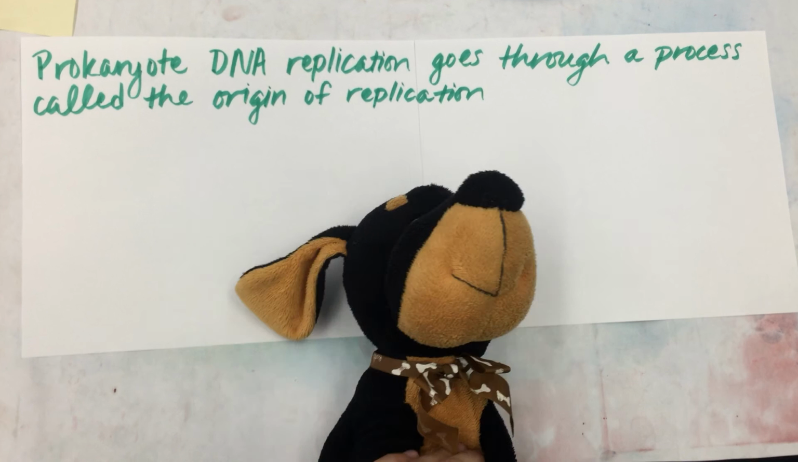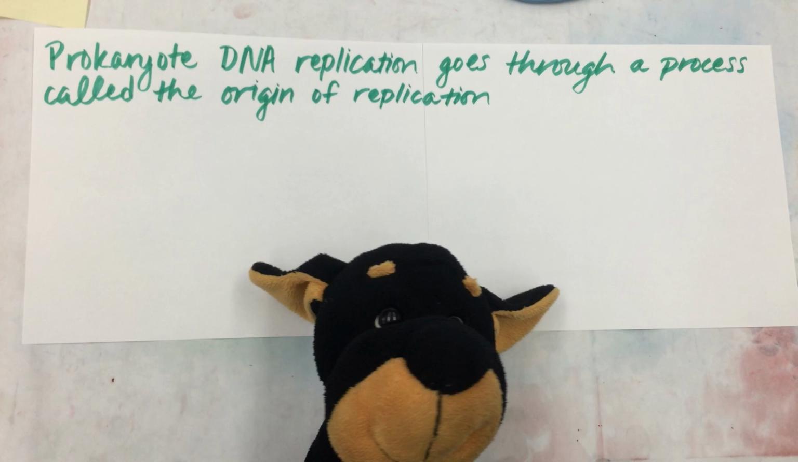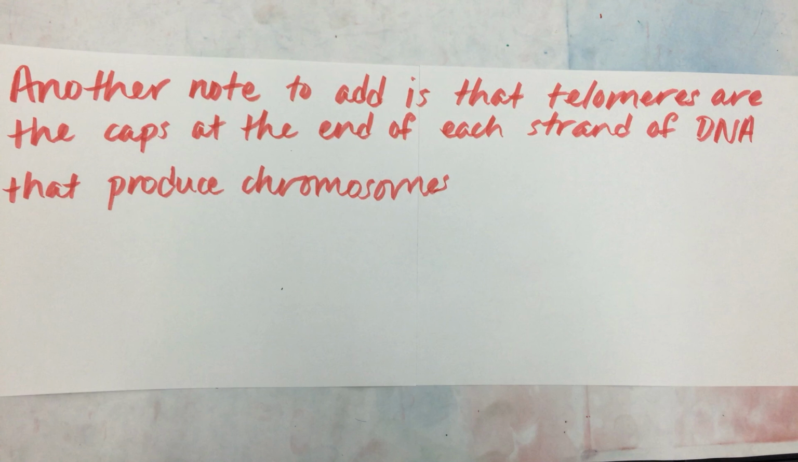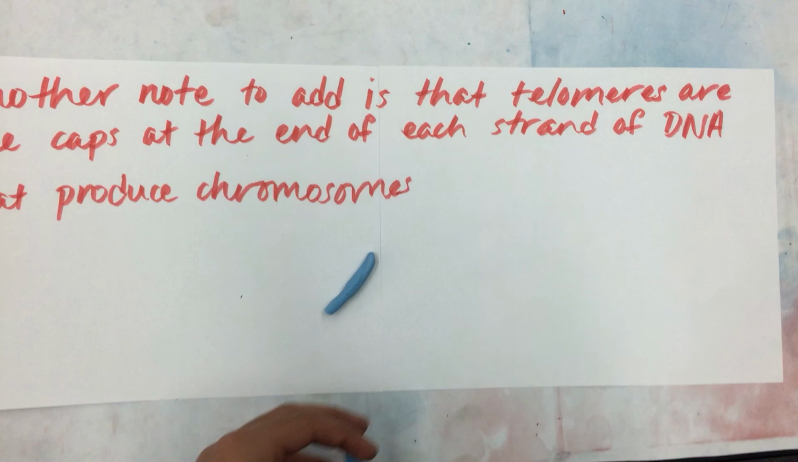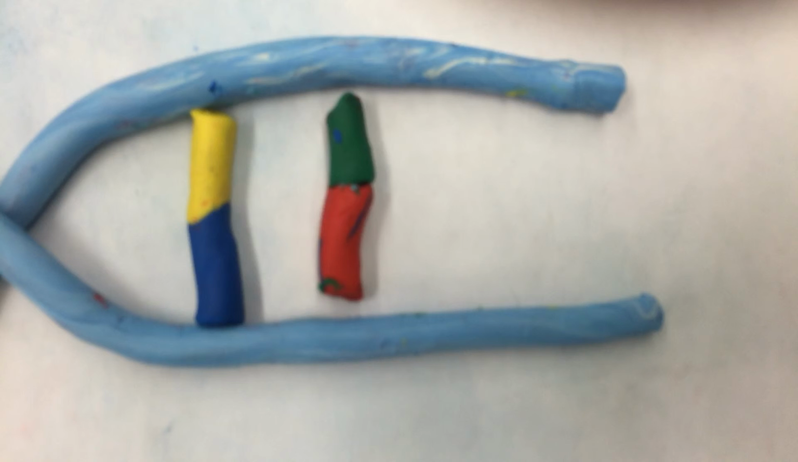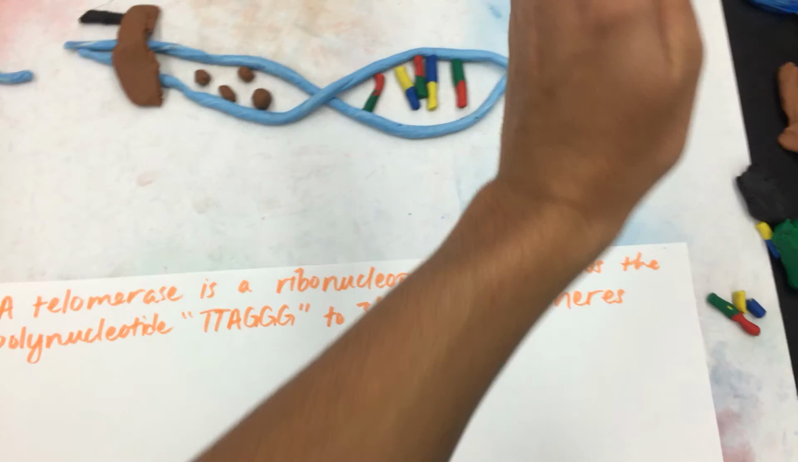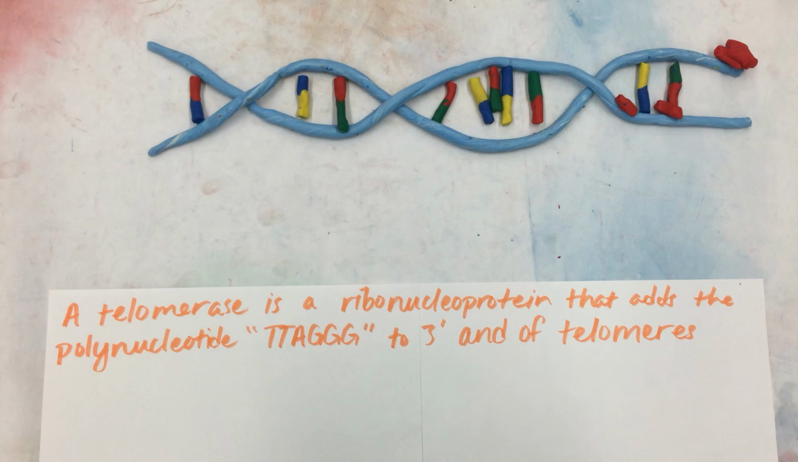Prokaryote DNA replication goes through a process called the origin of replication. Another note to add is that telomeres are the caps at the end of each strand of DNA that produce chromosomes. Telomerase is a ribonucleoprotein that adds the polynucleotide TTAGG to the 3' end of telomeres.